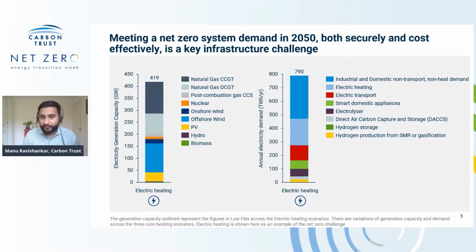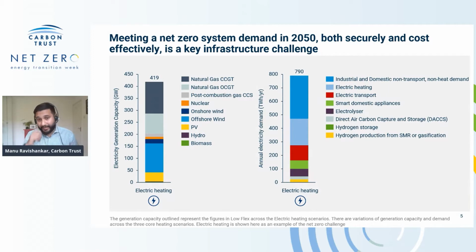So I'm going to take a few minutes to start this presentation off, focusing on the net zero challenge from an infrastructure perspective, given that's the theme of the discussion today. Now, these charts are from our modeling, and given there are a lot of scenarios, I've used the electric heating scenario under low flexibility to illustrate a few key numbers to set the context for this discussion. The electricity demand in this scenario, as you would expect, is significantly higher at around 790 terawatt hours, which is significantly higher, of course, than what the current demand is.